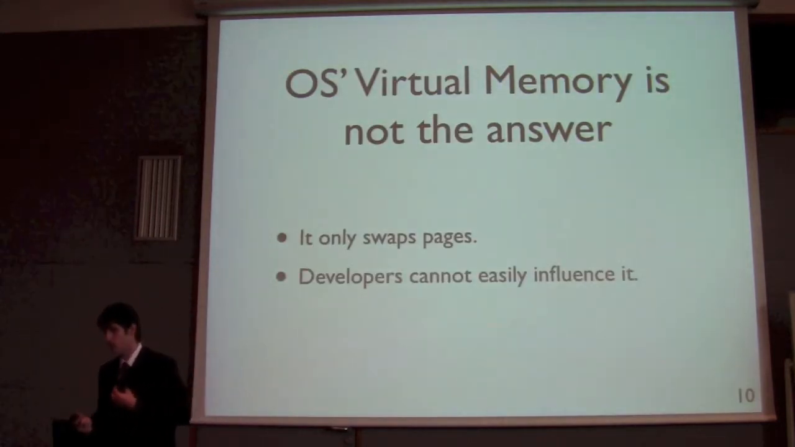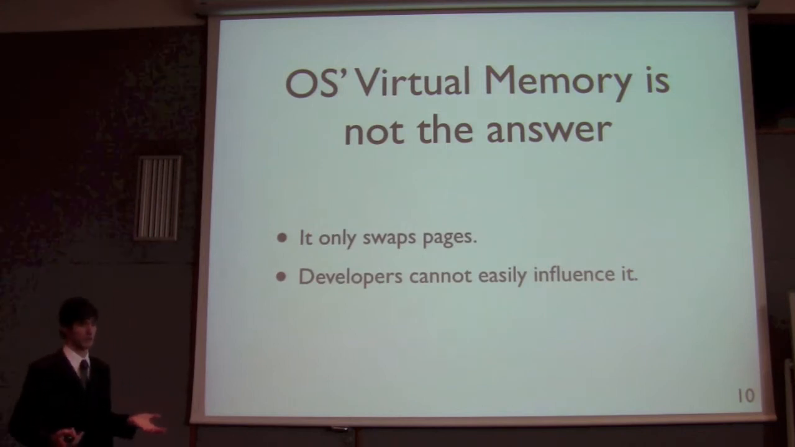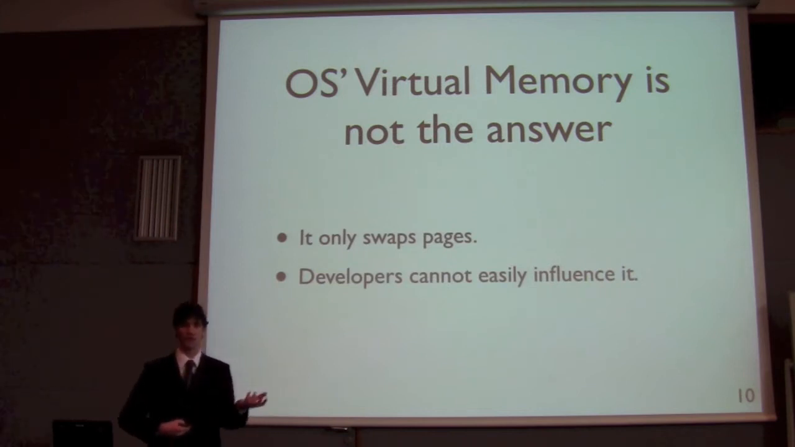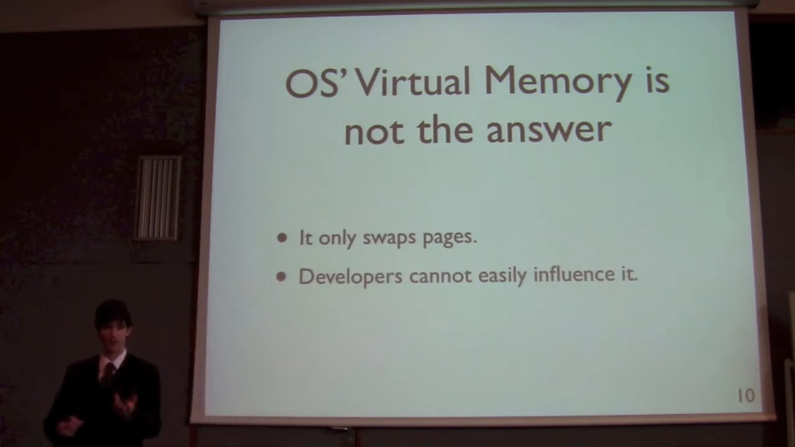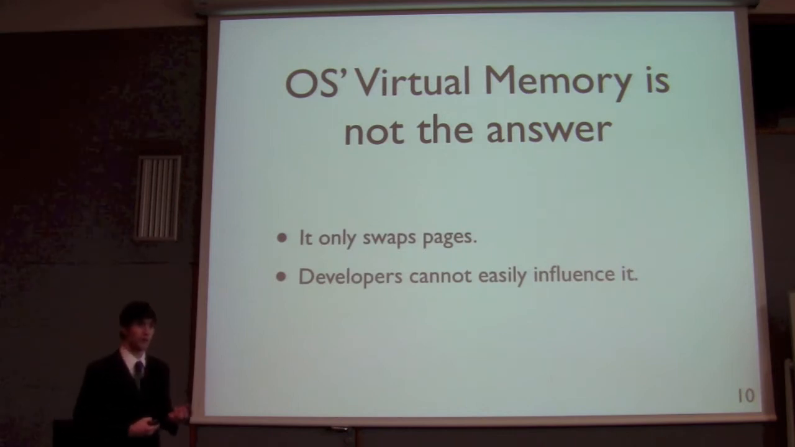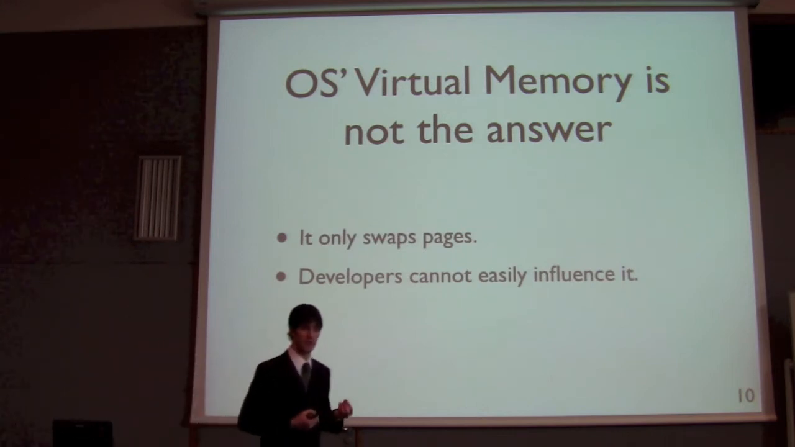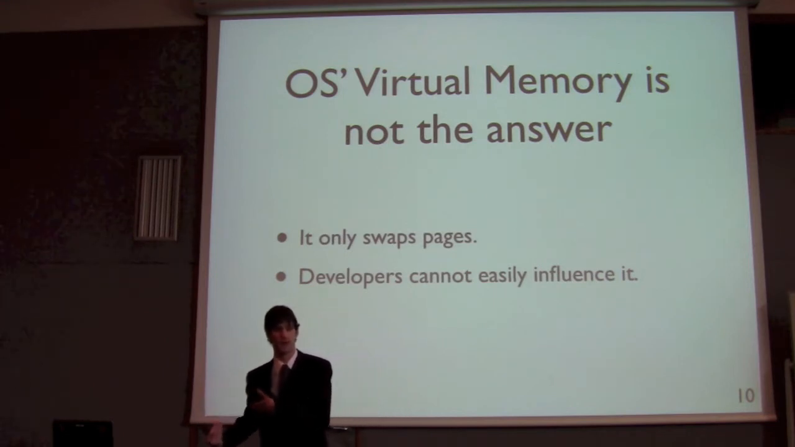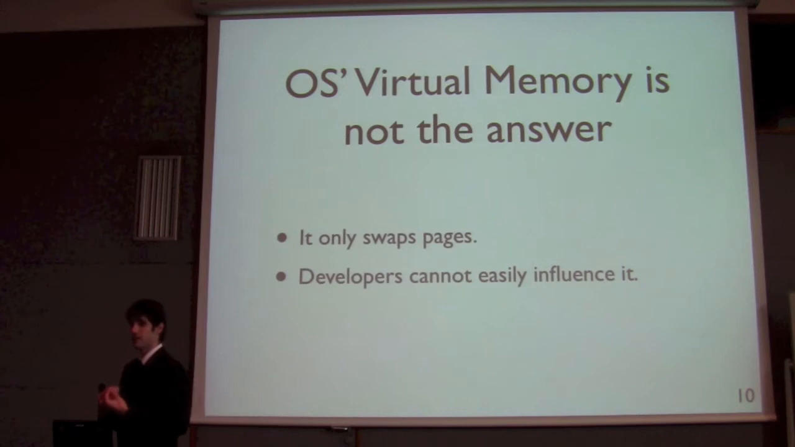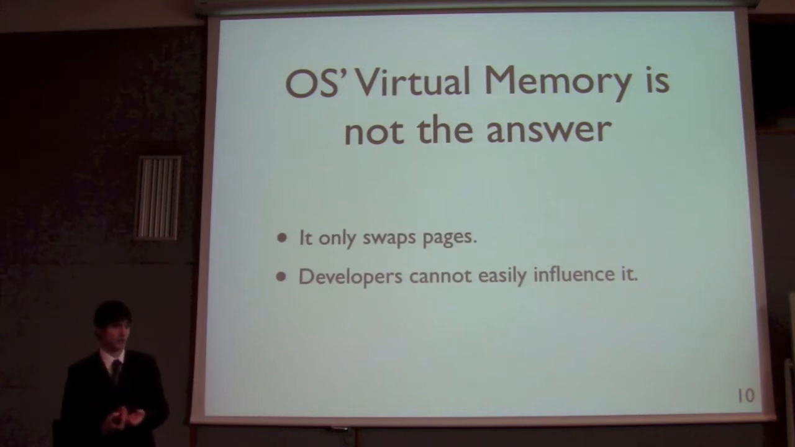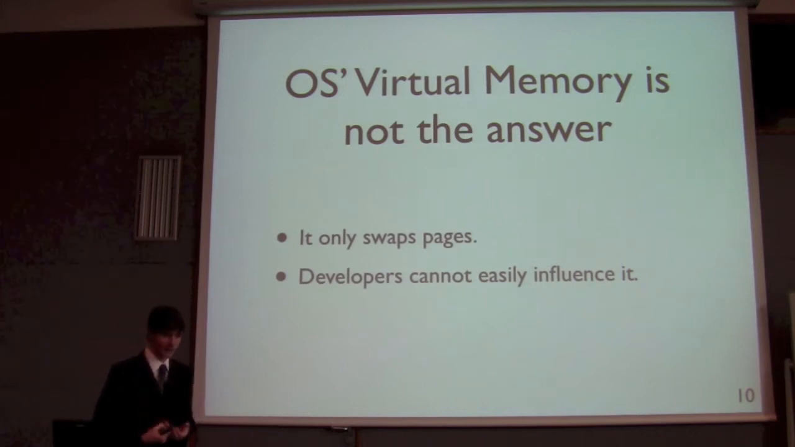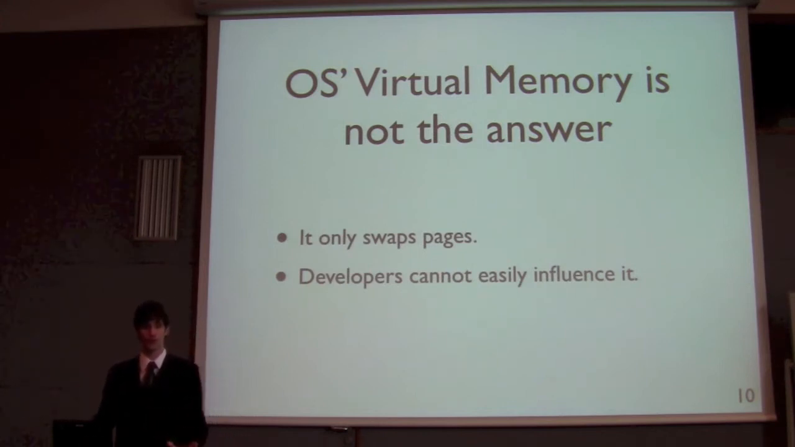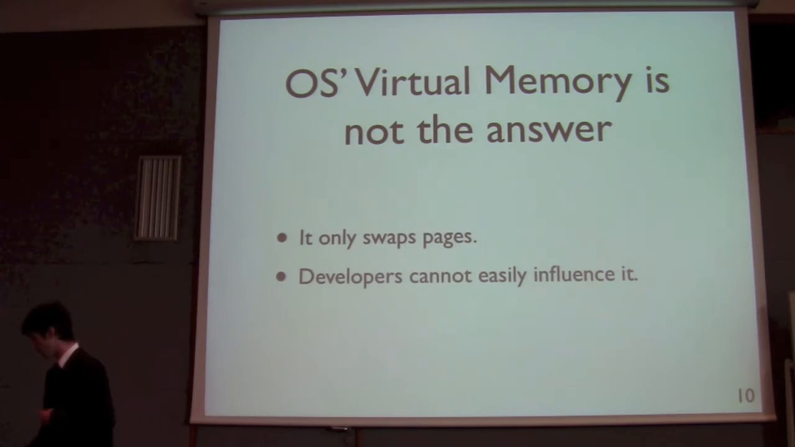The first thing that came to my mind to solve this was operating system virtual memory, because that's what operating system virtual memory does. It swaps pages from primary memory to secondary memory and vice versa. But the thing is that operating system virtual memory only knows about pages. The swapping unit is a page. It's not related at all to objects, which is what we have at the language level. So it doesn't know the application domain. And finally, developers do not have an easy way to influence the swapping, so it cannot adapt to a custom application.